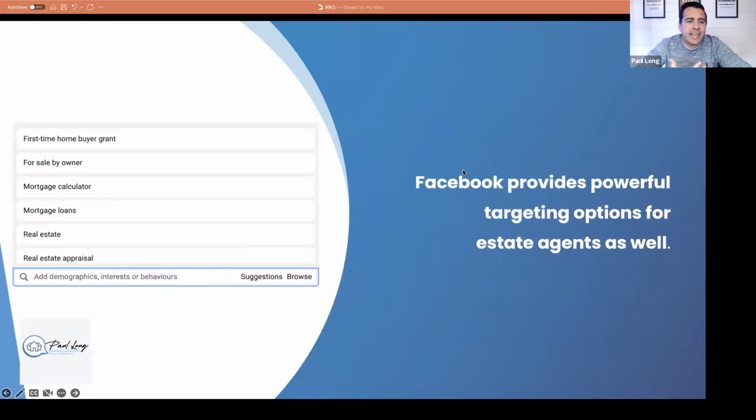And you can do exactly the same for sellers and buyers. So if you're an estate agent, don't forget, Facebook provides targeting options for those people: first-time home buyer grant, for sale by owner, mortgage loans, mortgage calculator, real estate, property, real estate appraisal, property appraisal. These are all in there as well, allowing you to drop a pin on your town and get your advert shown to those people first of all.